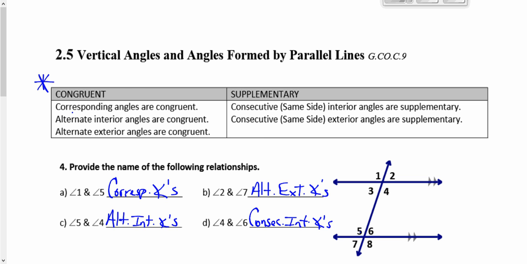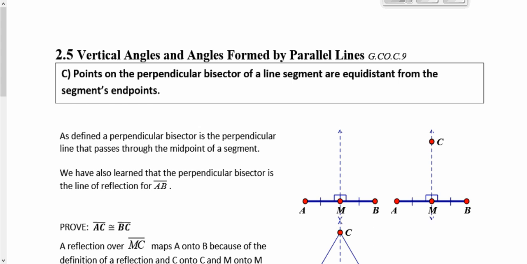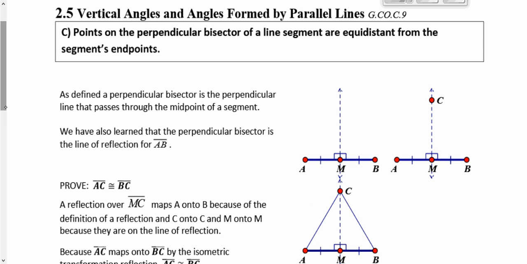All right, let's talk about a slightly different thing then. Top of this page. This is important to know. So we might have another proof reason here in certain situations, okay? So points on a perpendicular bisector. Okay, remember what a perpendicular bisector is. What does it do to a segment? Well, because it's a bisector, what does it do? Into two congruent segments, right? And because it's perpendicular, what about it? It forms what? Right angles, okay?